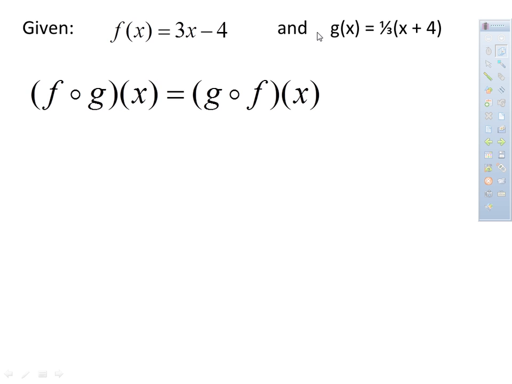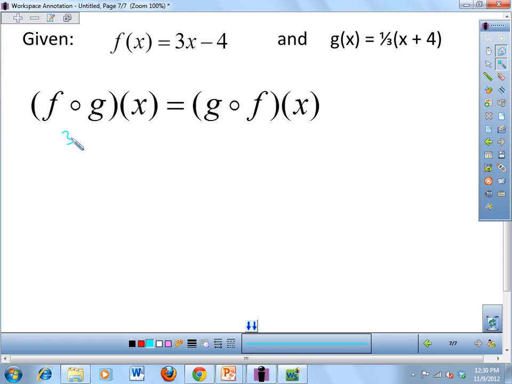So this one says take this and put it in here. So if I did that, I go 3 times, and I plug this in, which is 1/3 times x plus 4, minus 4. Does everyone see what I did? That's a minus 4 there. Does that look like a minus 4? There's minus 4. Got it? And so what happens to this 3 and 1/3? They go away, right? And you get x plus 4 minus 4, which is x. So that left side is equal to x.